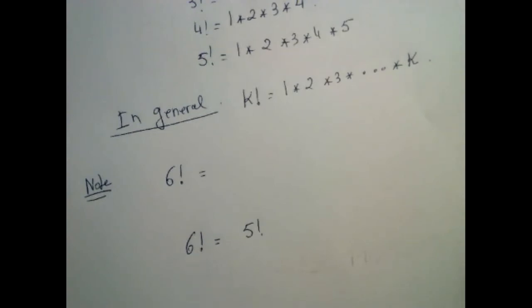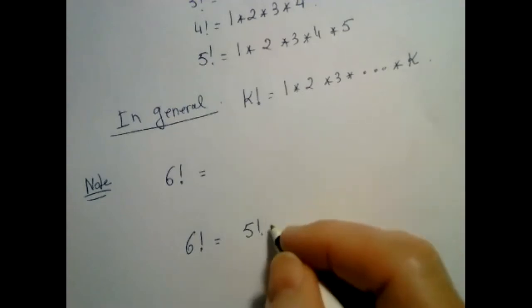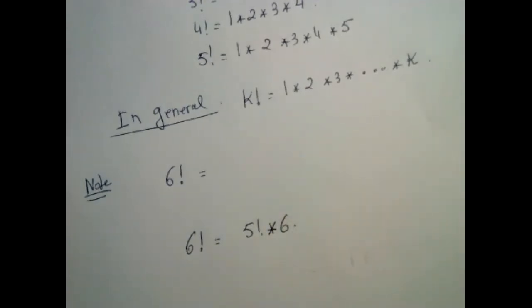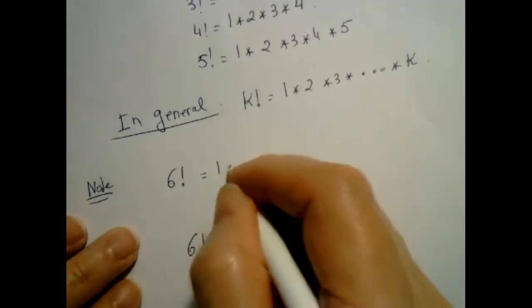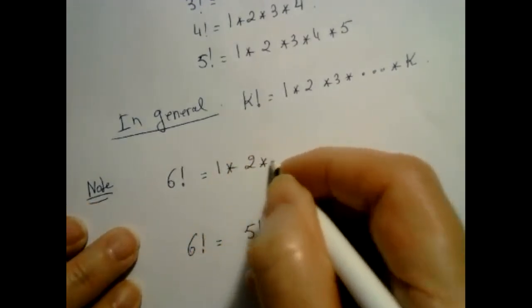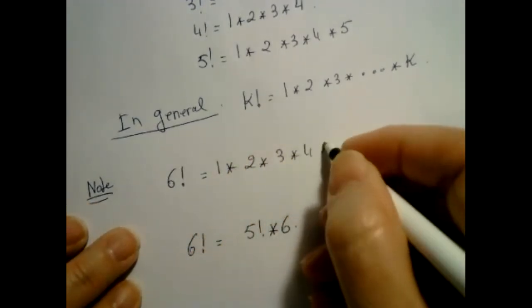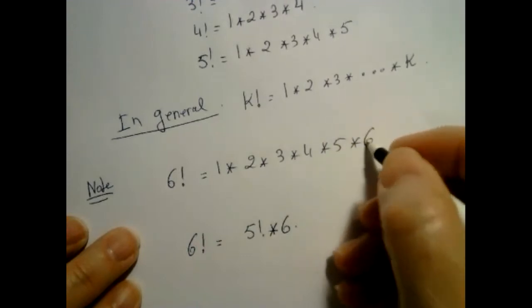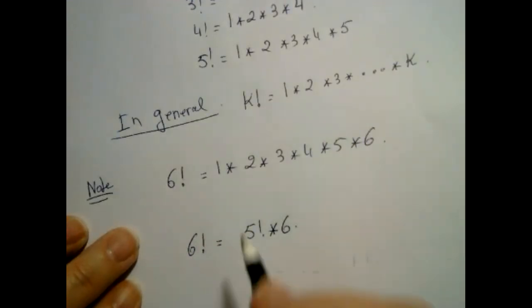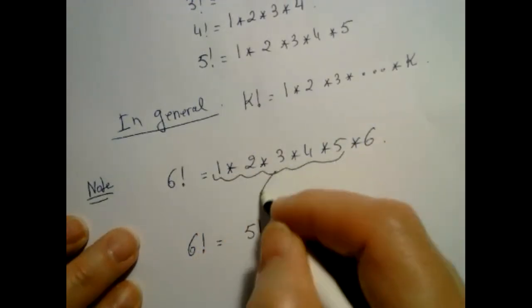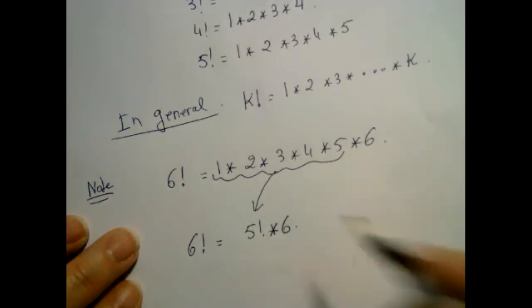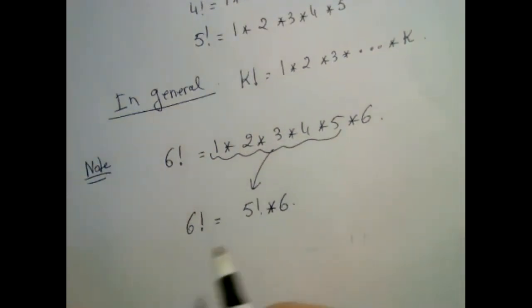The 5 factorial times 6. Right, it's 5 factorial times 6. It's a result that we're going to be using quite a bit, because 6 factorial, you keep multiplying all the way up to 6. So 6 factorial is going to be this piece, which is the 5 factorial, times 6, as simple as that. Okay. So in general, we're going to have the following: k plus 1 factorial.